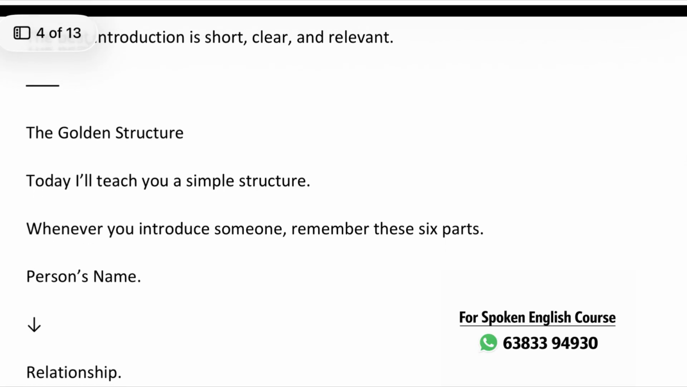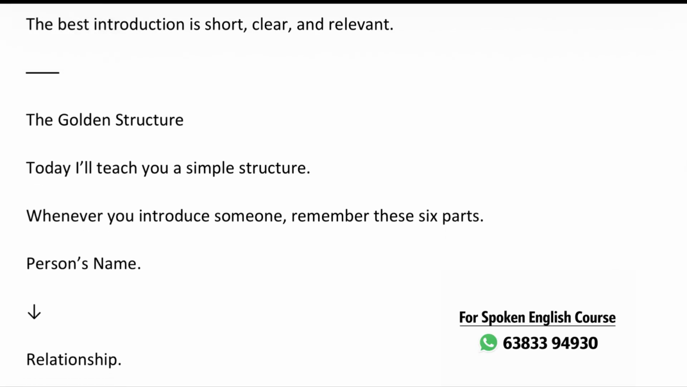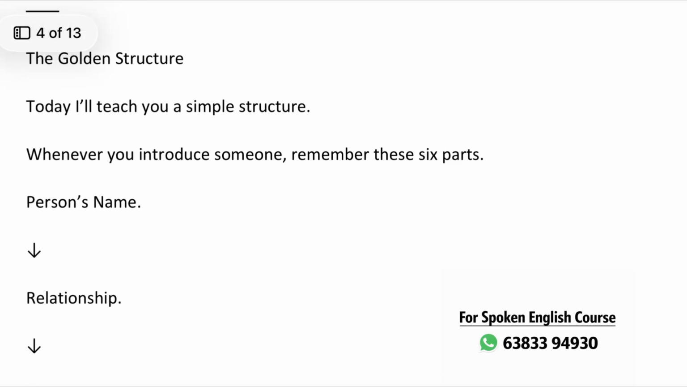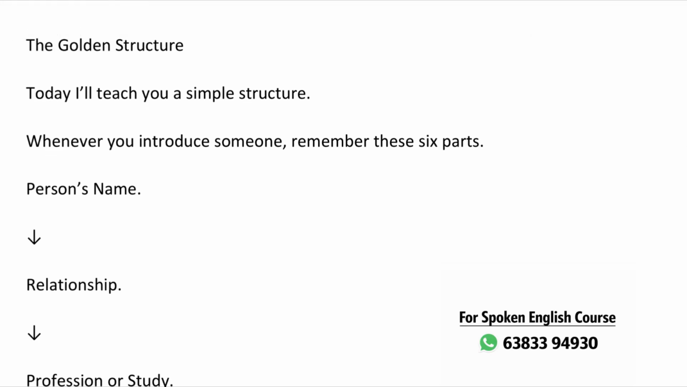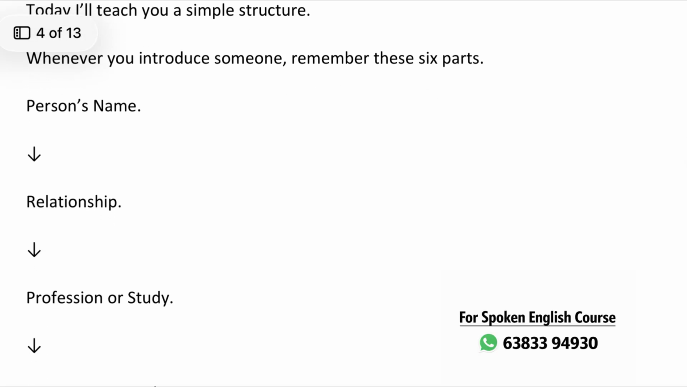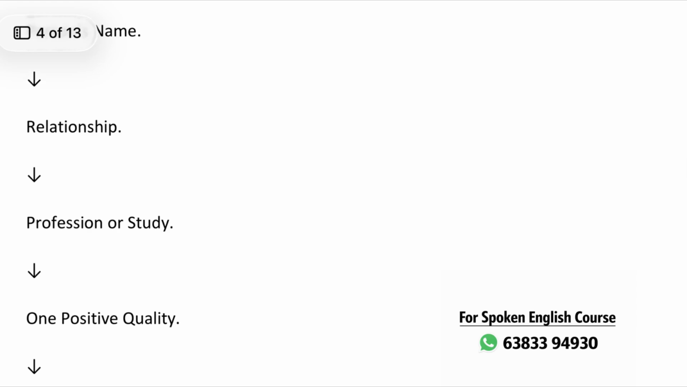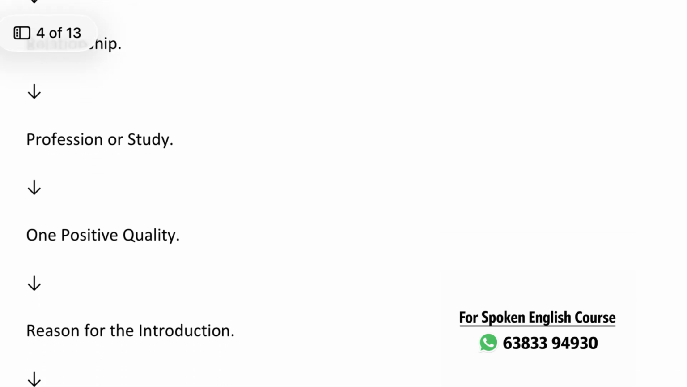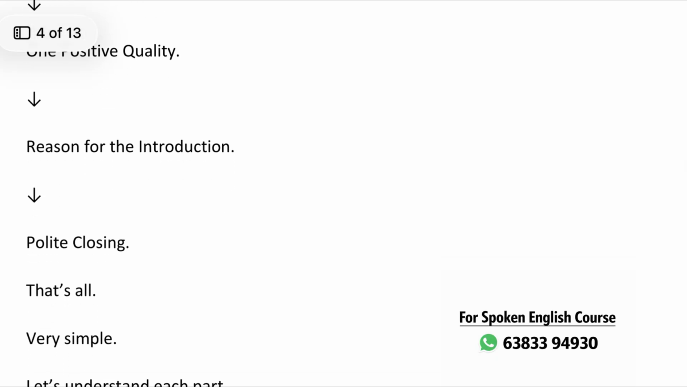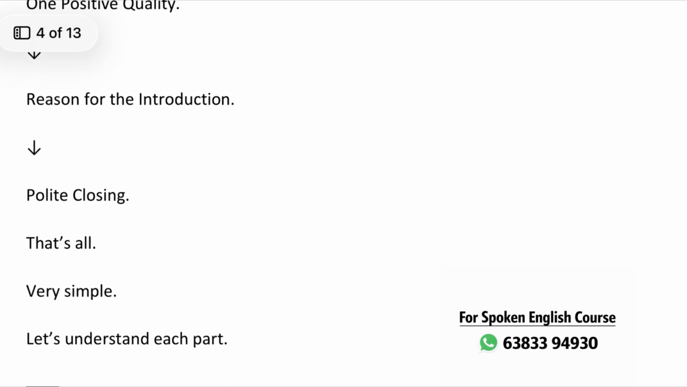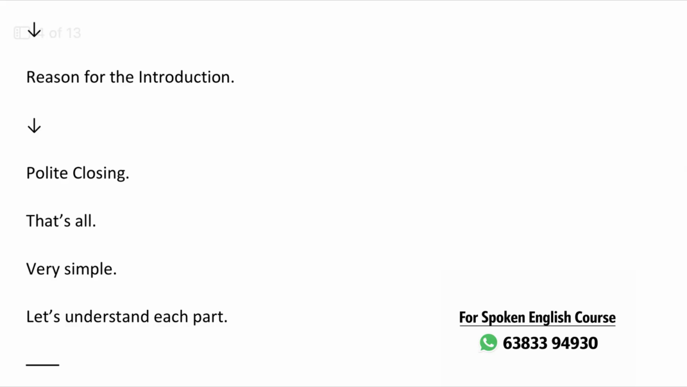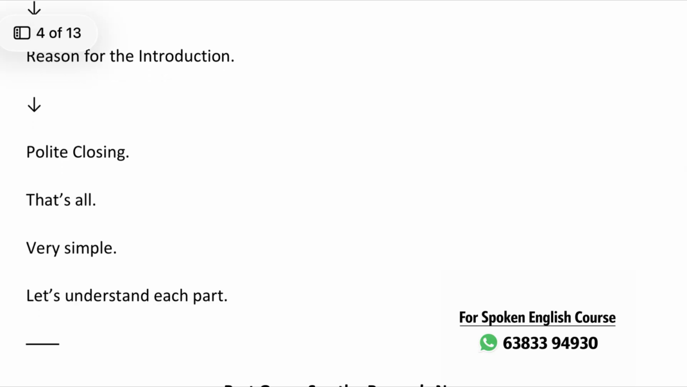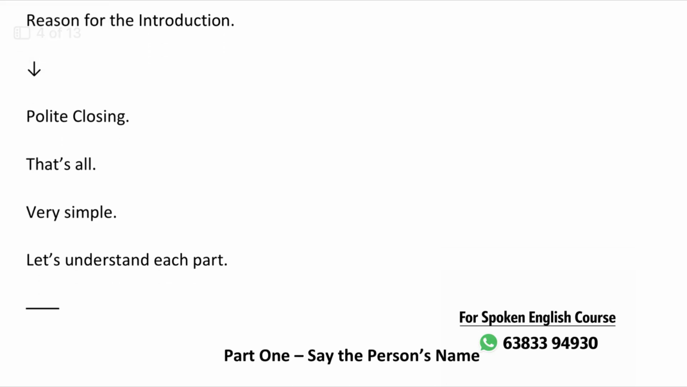The golden structure. Today, I will teach you a simple structure. When you introduce someone, remember these 6 parts: person's name, relationship, profession or study, one positive quality, reason for the introduction, polite closing. That is very, very important. That's all. Very simple. Let's understand each part.